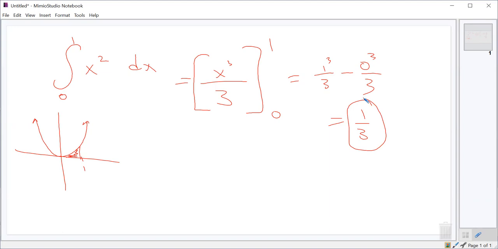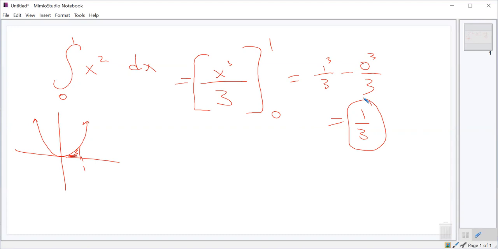Everybody good with that? That's just your basic integral. They don't get much easier than that. True? All right, we're all good? Everyone's good? Everyone at home, you're good? Yes. Wonderful.